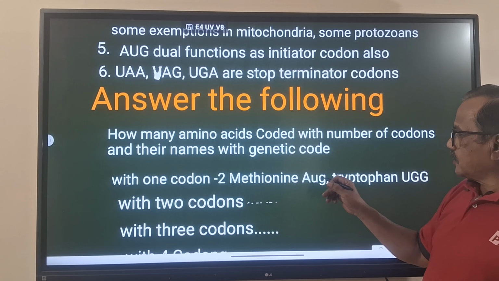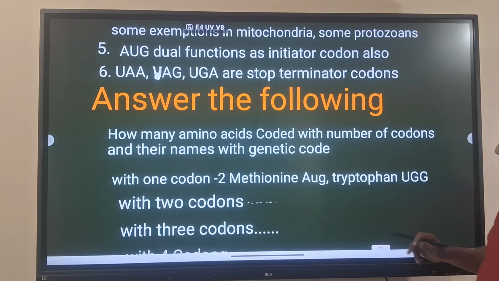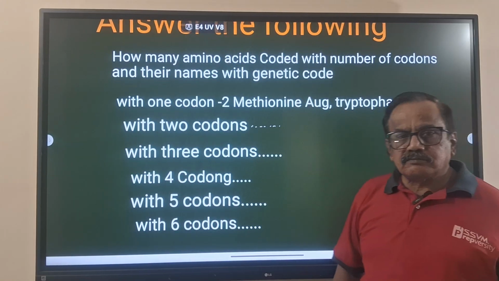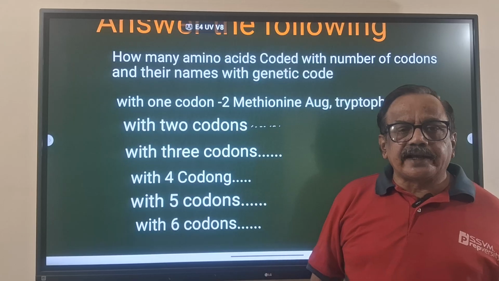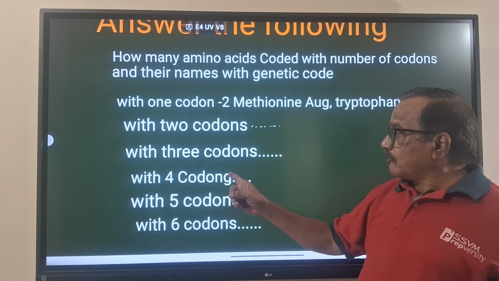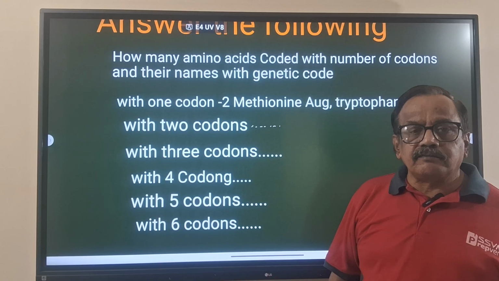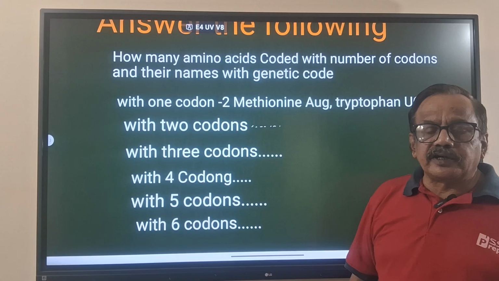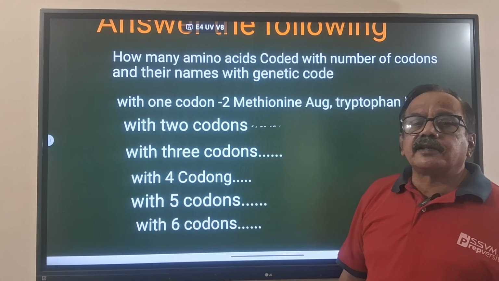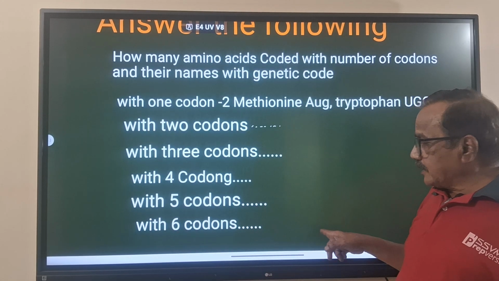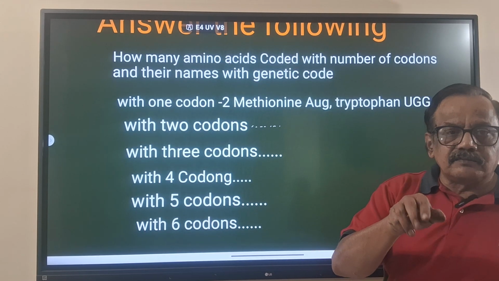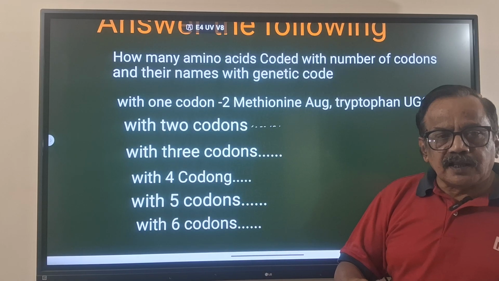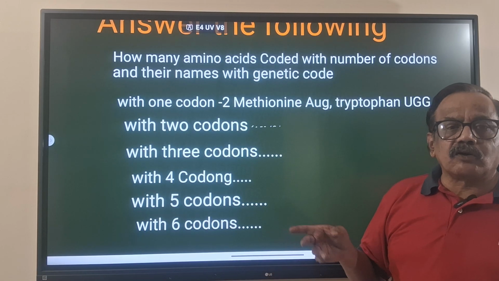Methionine, it is having this genetic code. Tryptophan genetic code. Like that, you have to fill these things with two codons. How many are there? 7 plus 2, 9. And with four codons, how many are there? 3 plus 2, 5. And with 5 codons, no, 5 codons are not coding for any amino acid. And 6 codons, 3. What are they? You write it here, and their code also you write it. So you note down these things and practice it. These are the things about the genetic code.